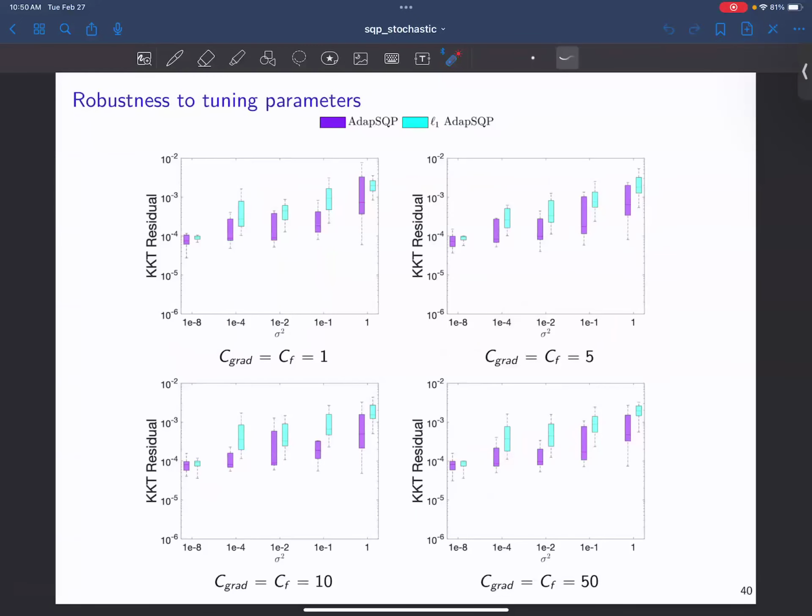Now, in terms of robustness to the tuning parameters, we have some tuning parameters to choose. In particular, these parameters C grad and CF determine how many samples we should use in the batch. What we can see is that the algorithm is not too sensitive to the different choices of the parameters C grad and CF.